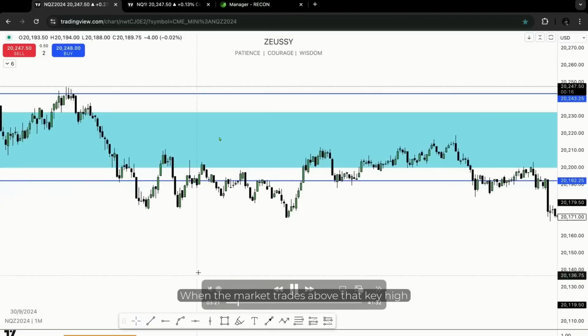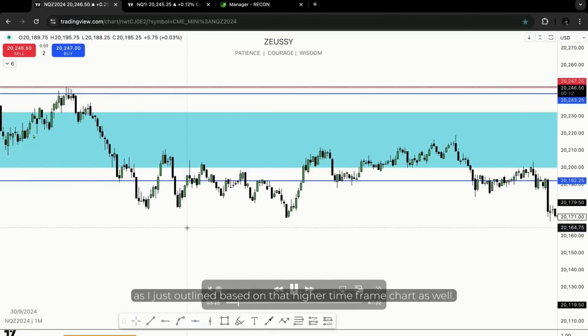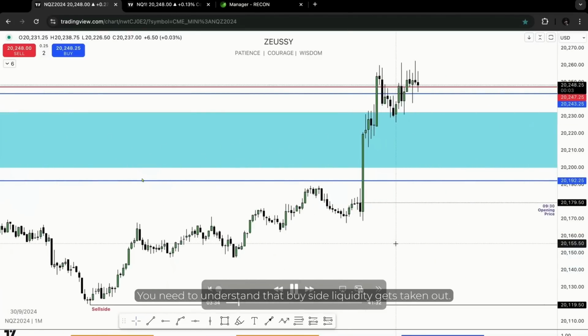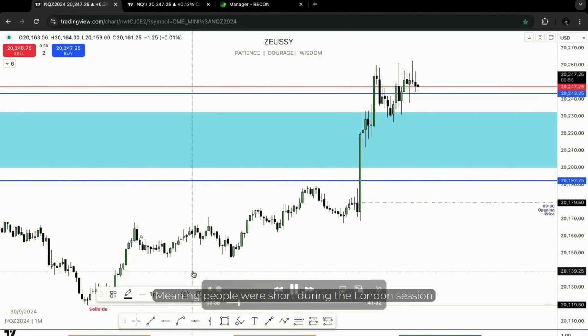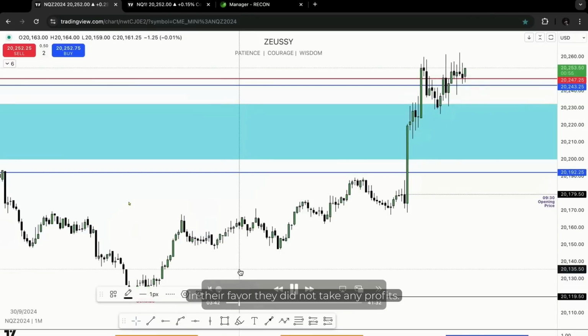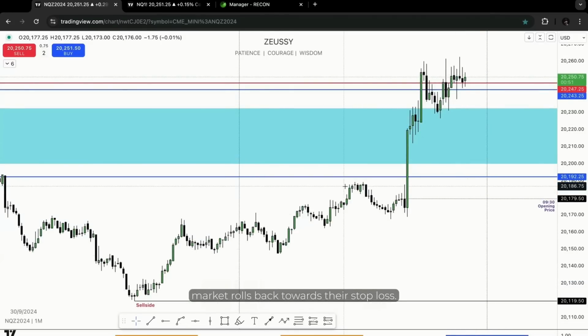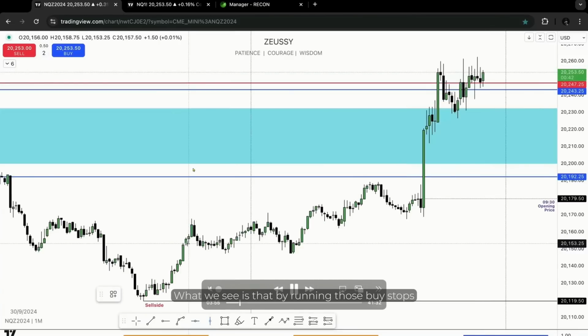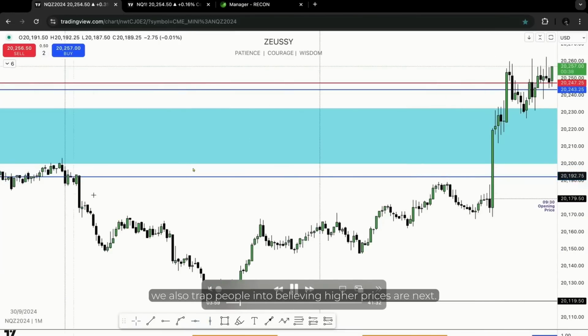When the market trades above that key high, as I just outlined based on that higher time frame chart as well, you need to understand that buy-side liquidity gets taken out. Meaning people were short during the London session and they placed their stops above that high. When the market expanded in their favor, they did not take any profits. So what that means is that the market rolls back towards their stop loss. What we see is that by running those buy stops, we also trap people into believing higher prices are next.